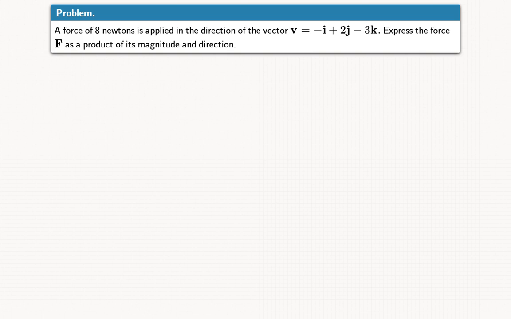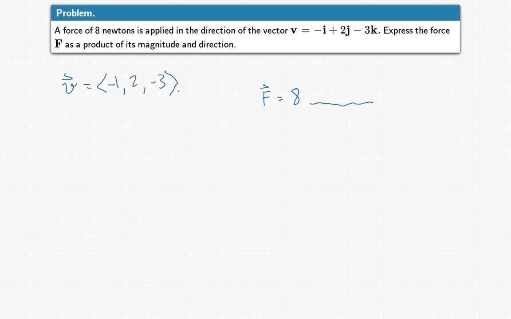So let's say we are given the problem, a force of 8 newtons is applied in the direction of the vector v equals negative i plus 2j minus 3k. So in component notation, that's v is negative 1, 2, negative 3. And we're asked to find or express the force F as a product of magnitude times direction. So we're given that the magnitude of F is 8, and now we need to find the direction.